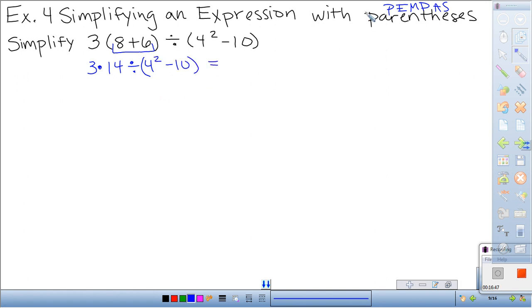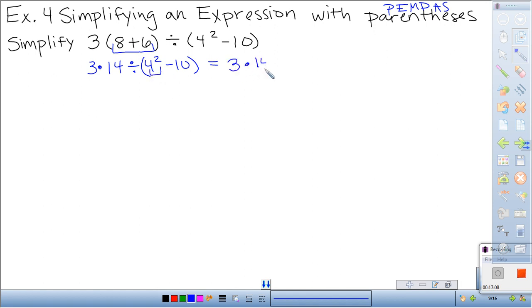And next, we have to work on our other set of parentheses, so we're over here now, but within our parentheses, what do we do first? Well, we have to follow PEMDAS within our parentheses. So, am I going to do my exponents first or subtracts first? PEMDAS says exponents first, so I'm going to do 4 squared first. So leave everything else alone.